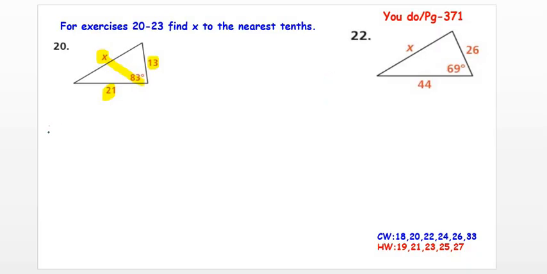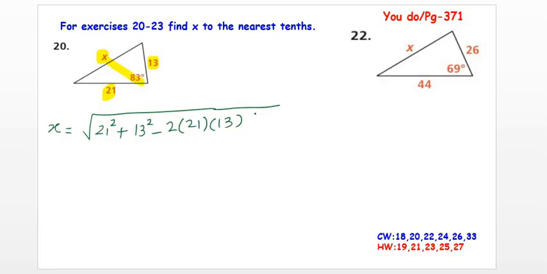So how can we find x now? x will be equal to the square root of 21 squared plus 13 squared minus 2 times 21 times 13 times cos the angle that is here. It's 83, right? You can put this in brackets or just 83. Now put all of it on the calculator and find the answer.